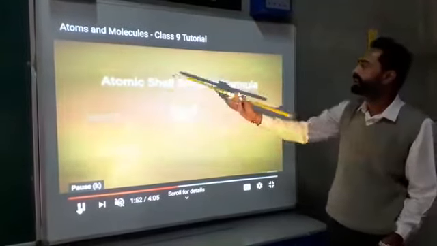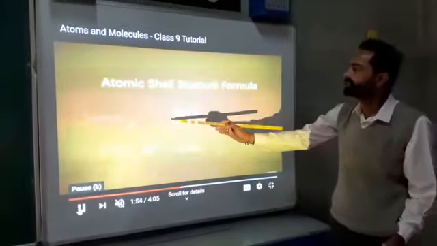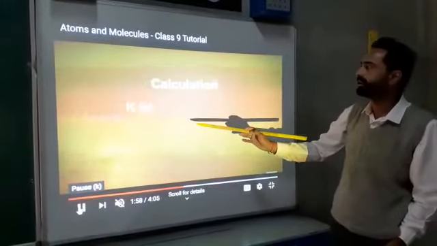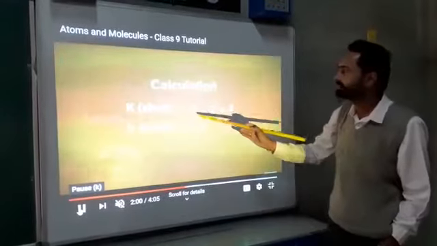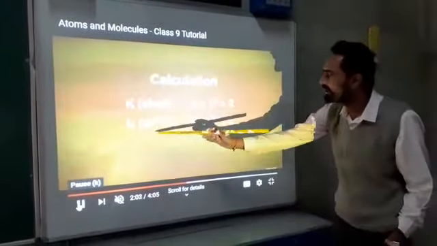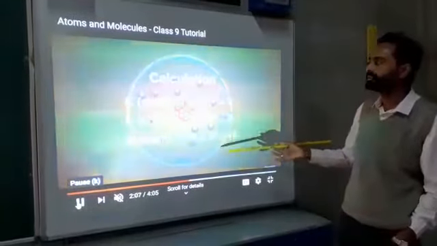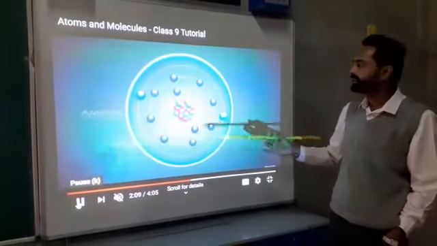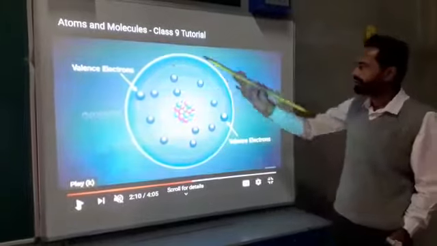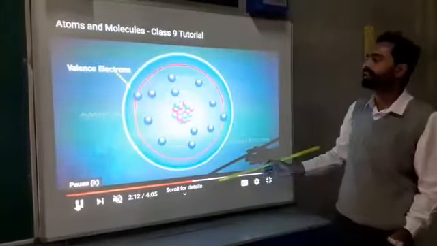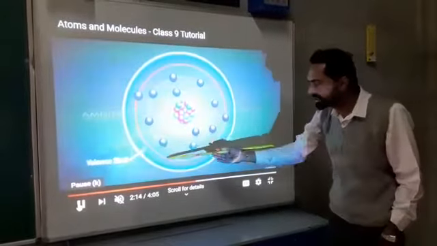The maximum number of electrons in each shell is given by the formula 2n². In the K shell, the number of electrons is 2. In the L shell, the number of electrons is 8, and in the M shell, the number of electrons is 18, etc. Then in the atom, the outer shell electrons are called valence electrons, and the outer shell is also known as the valence shell.